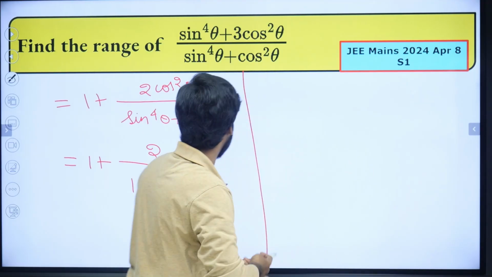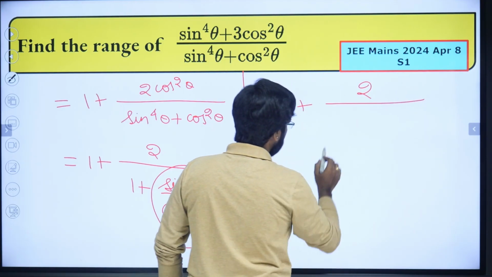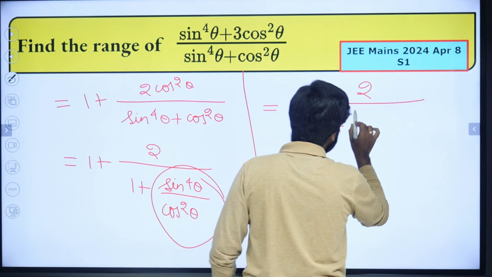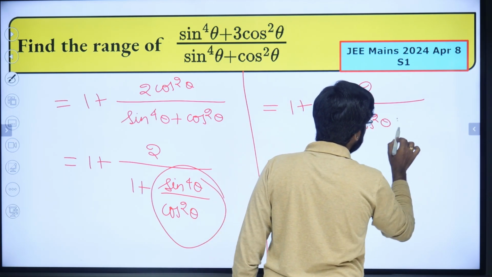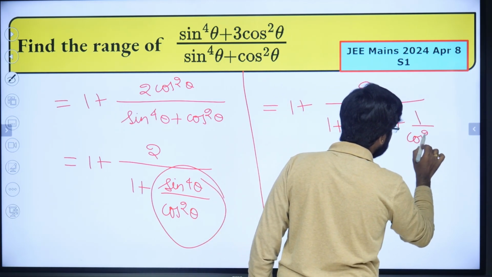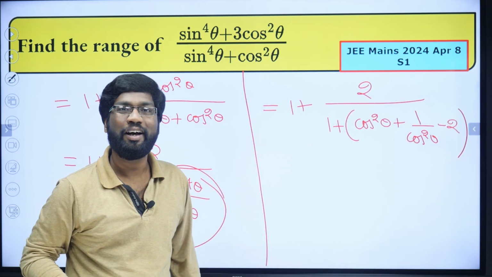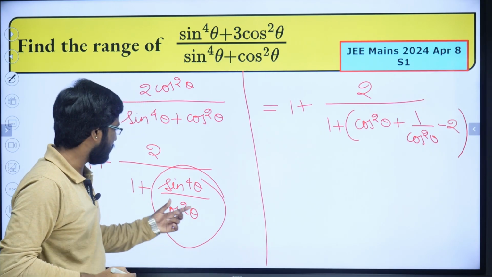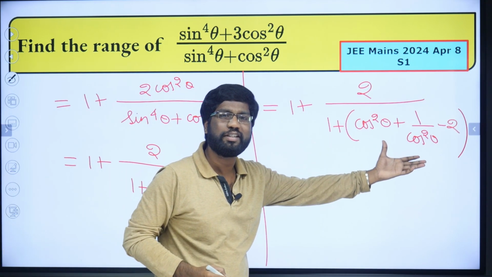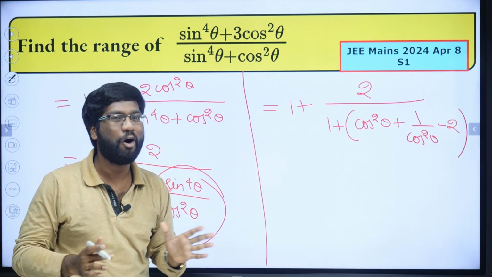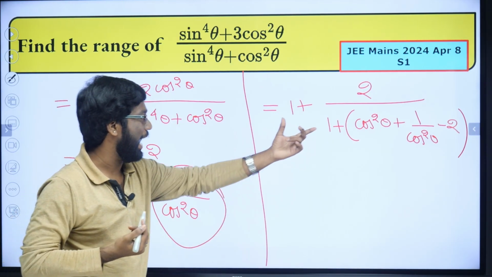For that I am going to write it as 1 plus 2 divided by 1 plus, here, be careful, watch closely, cos square theta plus 1 by cos square theta minus 2. You might ask, sir, how did you do this? All this is sine power 4 theta by cos square theta, but how did you get this form, sir? It's confusing, I can accept. Wait, let me explain how it actually came.